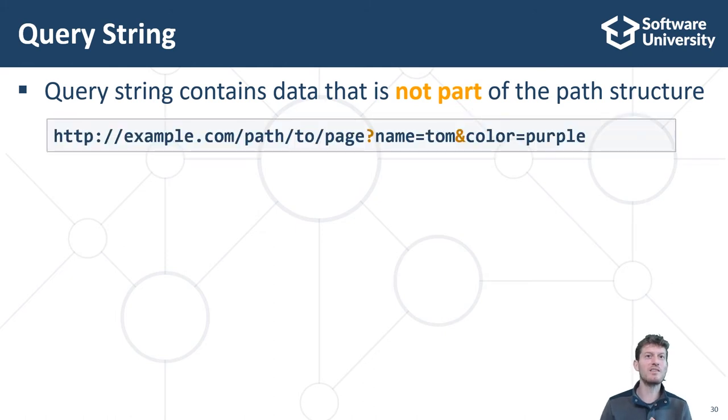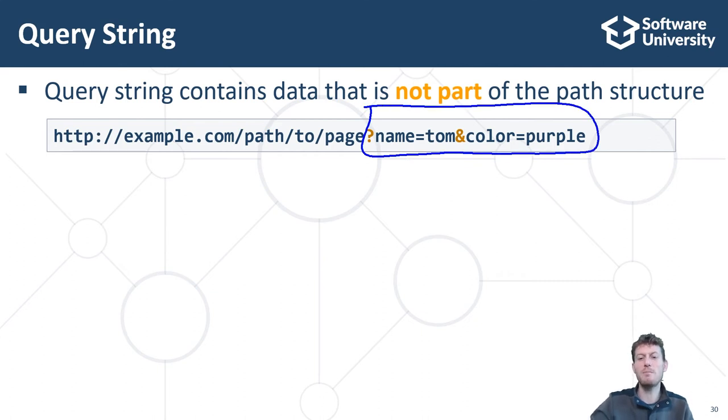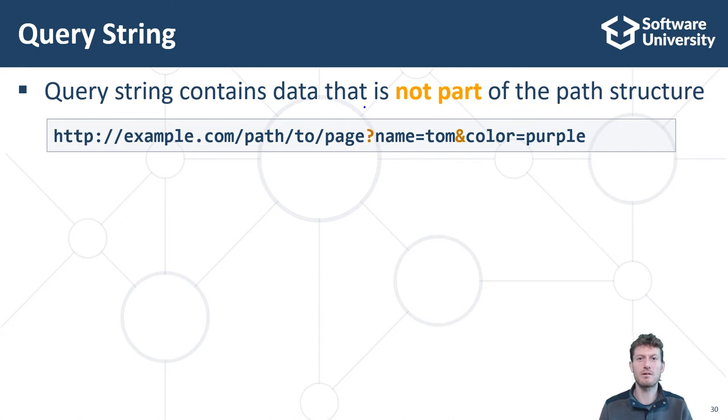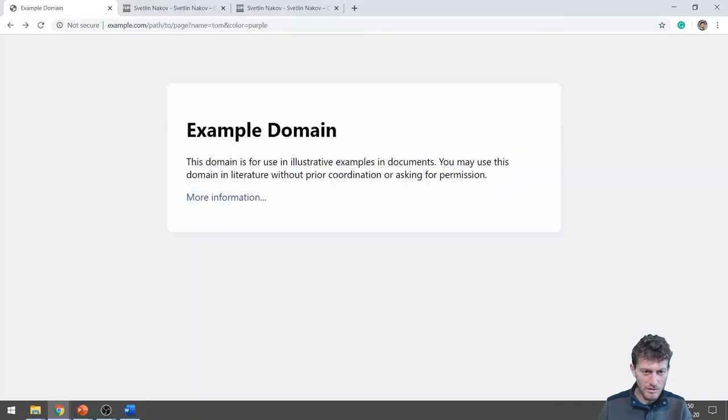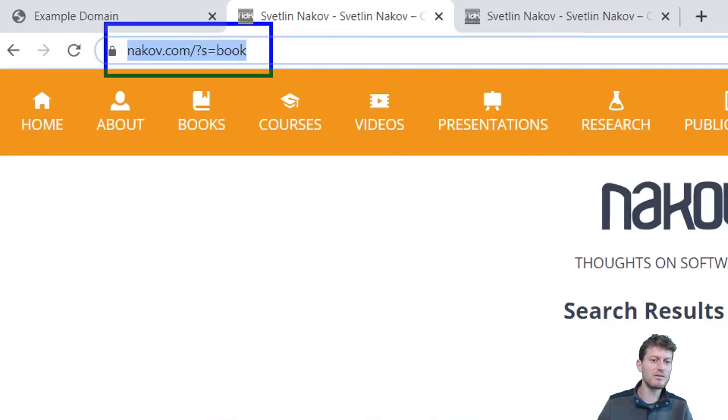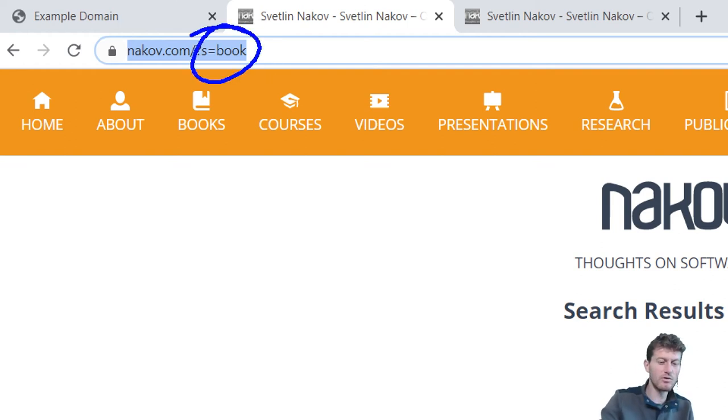For example, let's take this URL: http://example.com/path-to-page?name=tom&color=purple. The query string in this URL is ?name=tom&color=purple. The query string is commonly used in searches and dynamic pages. For example, this URL is a URL to a search string: https://nakov.com/?s=book.